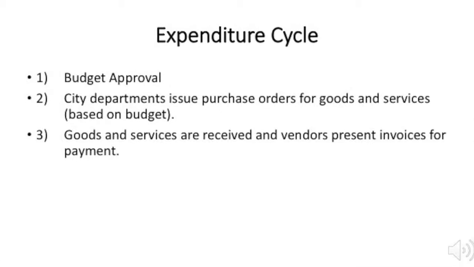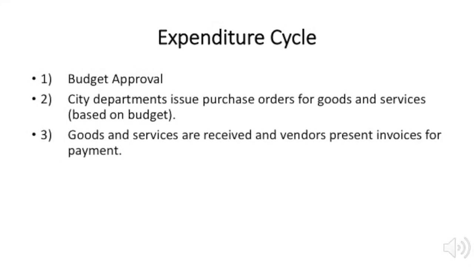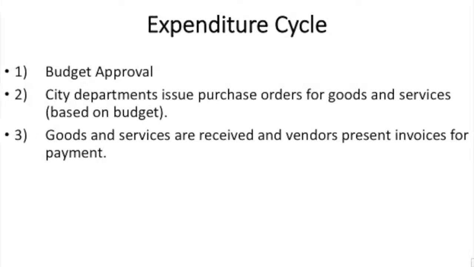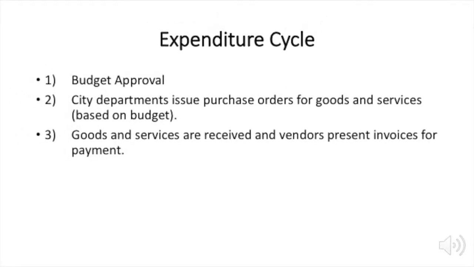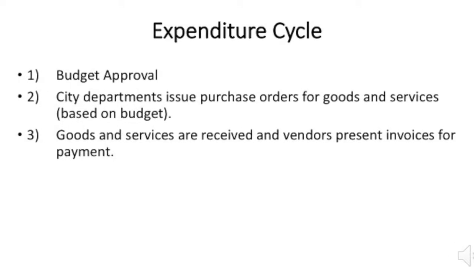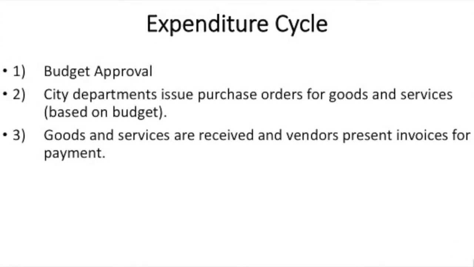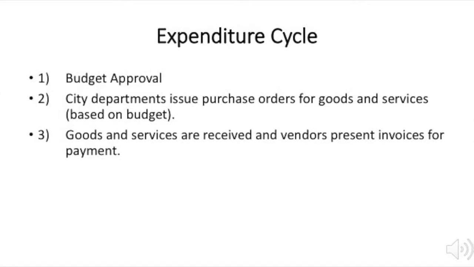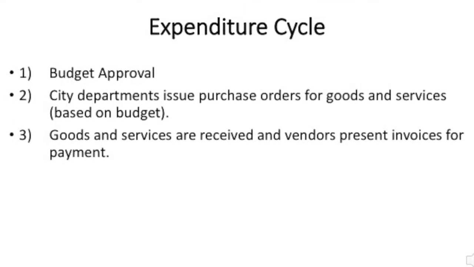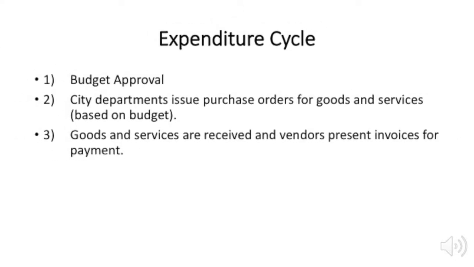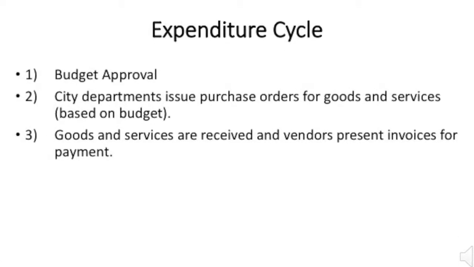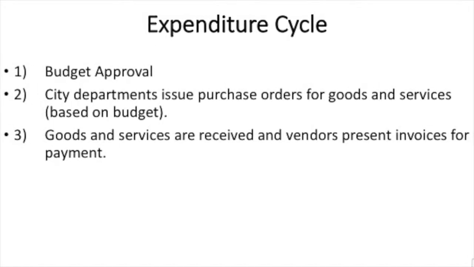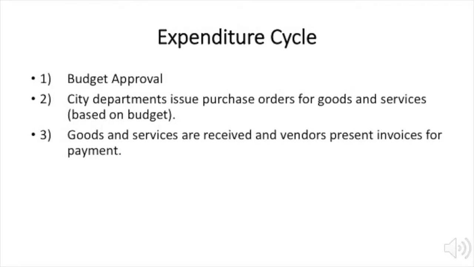The expenditure cycle includes several things under modified accrual basis. First, there has to be budget approval. Then, city departments issue a purchase order for a good or service, and this will be based on that budget. They can't issue the purchase order if the budget wasn't approved. And then goods and services are received, and vendors present invoices for payment. So all these things have to be present in the cycle.